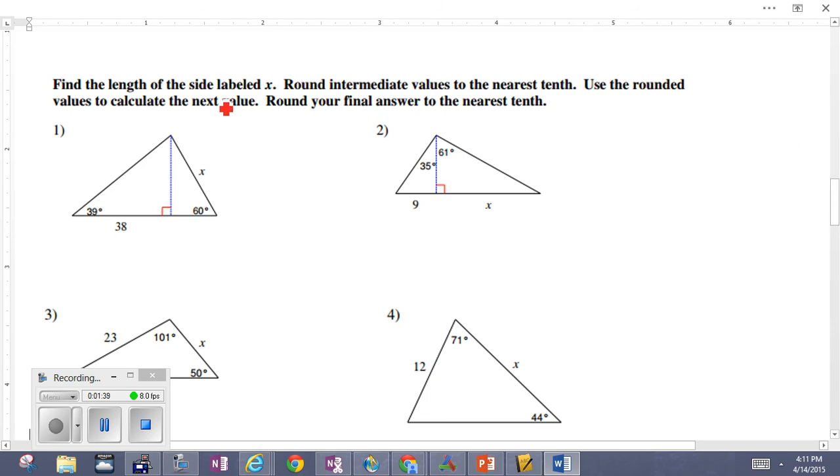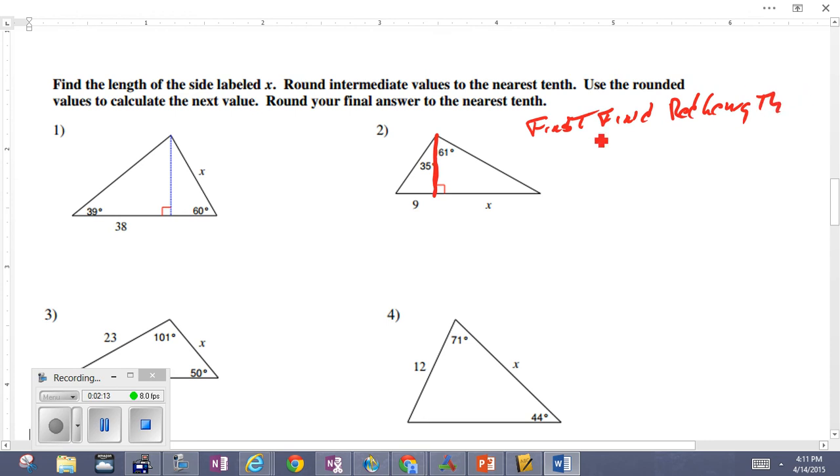Okay, find the length of the side labeled x, okay? So x is over here. The problem is that in order to find x, we first have got to find this length here in blue, or should we say now in red. So first find the red length, okay?